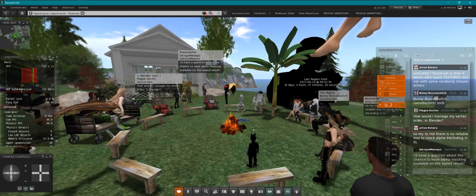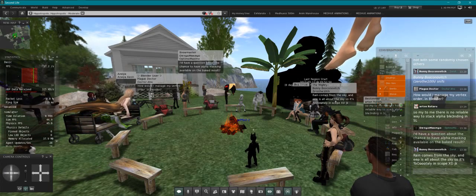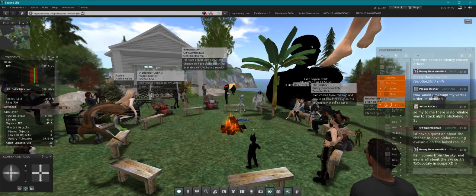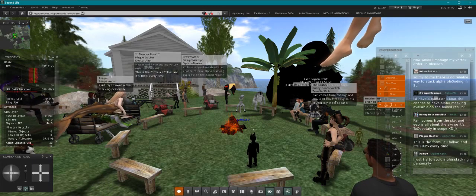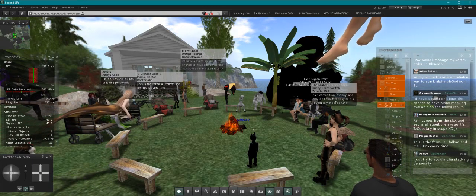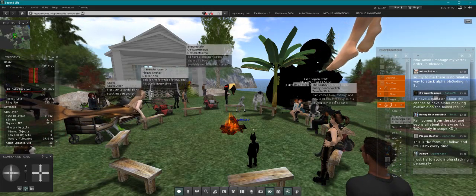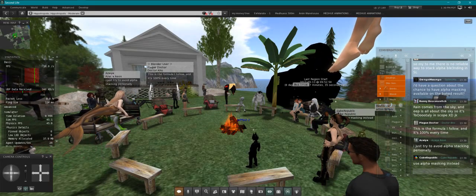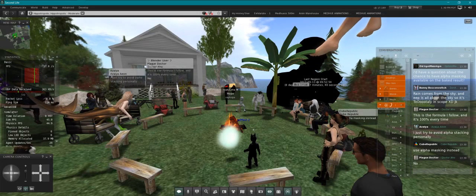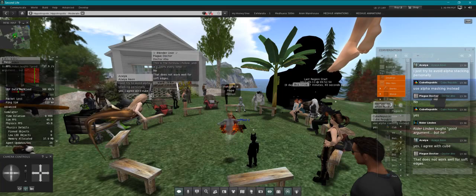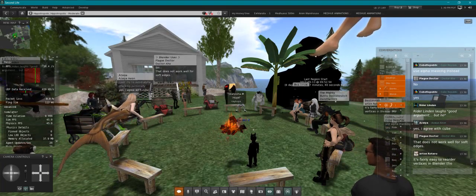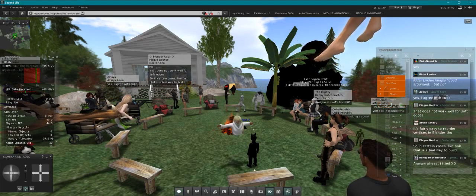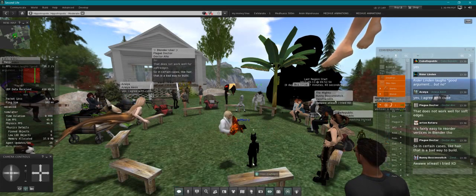I see the discussion in chat about alpha stacking, but the short answer is I don't know anything about alpha stacking, so I'll let you guys carry on with that one. All right. Any other questions or anything I missed in the scroll back?